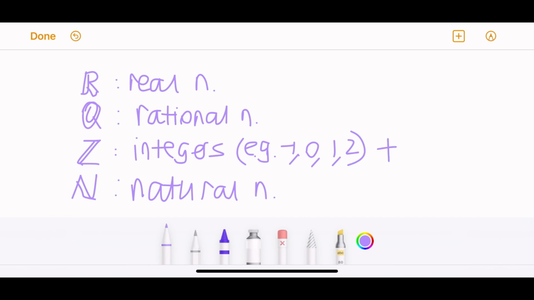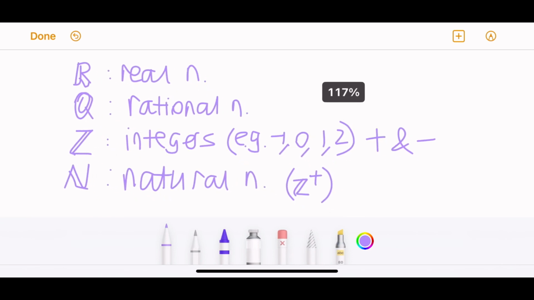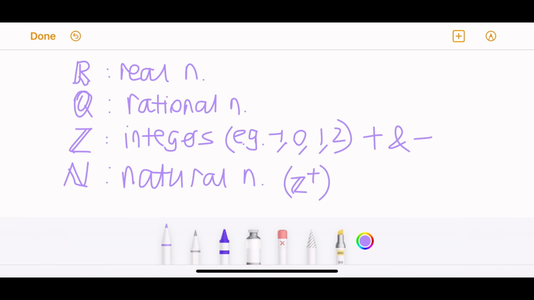I'm going to write a little note here: positive and negative. But natural numbers can only be positive. Some people call natural numbers positive integers, so they write it as Z with a plus sign at the top. It represents natural numbers. Let me give you an example of natural numbers: 1, 2, 3, and so on.